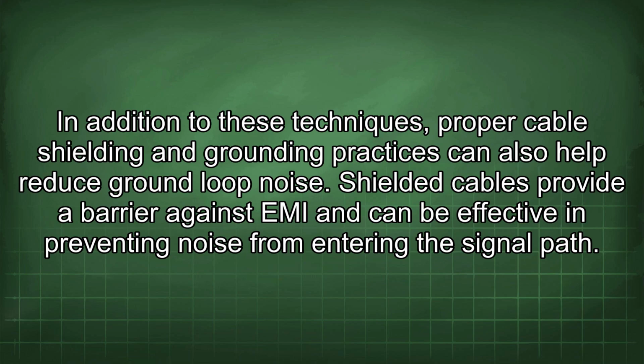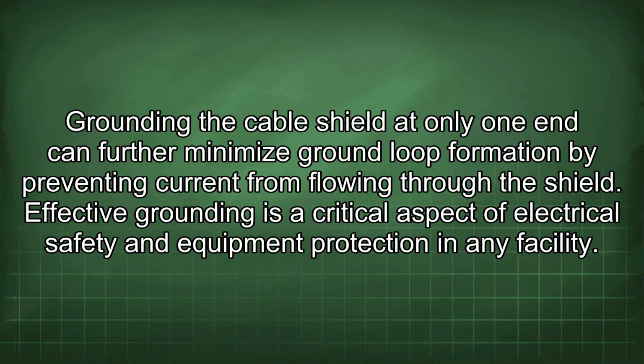In addition to these techniques, proper cable shielding and grounding practices can also help reduce ground loop noise. Shielded cables provide a barrier against EMI and can be effective in preventing noise from entering the signal path. Grounding the cable shield at only one end can further minimize ground loop formation by preventing current from flowing through the shield.